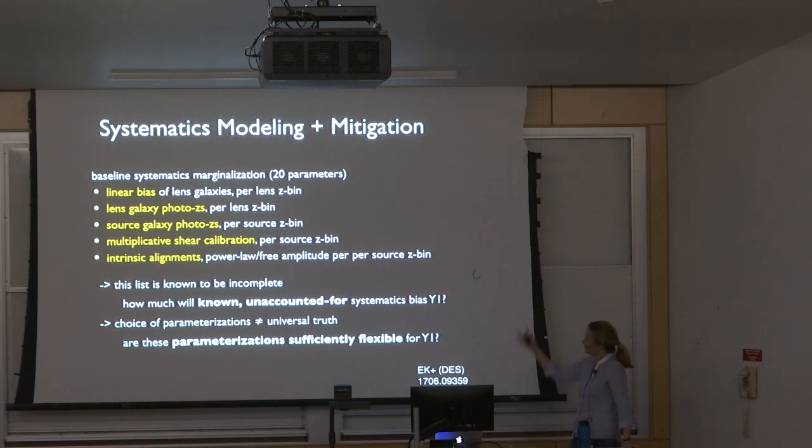Similarly, all these parameters up there are our choice for parametrization. This is not a statement about the universal truth, that the universe really gives us galaxies that have one linear bias parameter per redshift bin. So we also check in detailed simulated analyses that these parametrizations are sufficiently flexible. And then we put out that paper describing our systematics model before we looked at the answer we got.